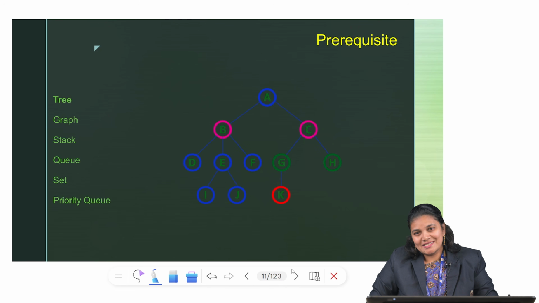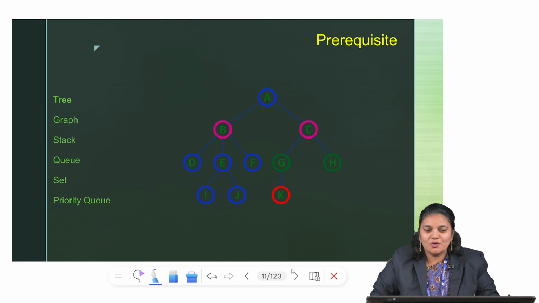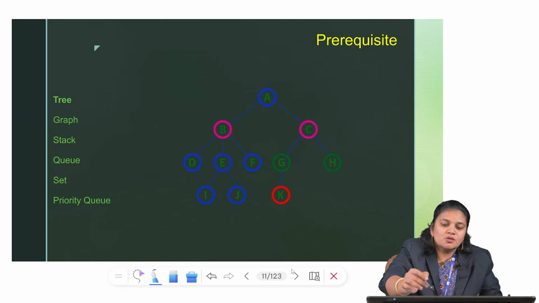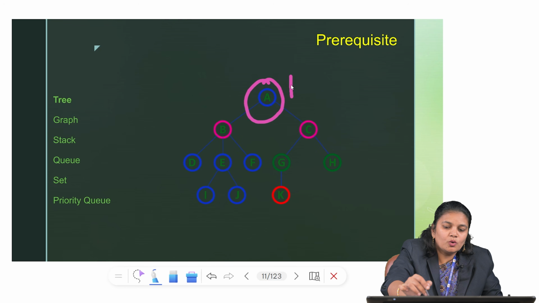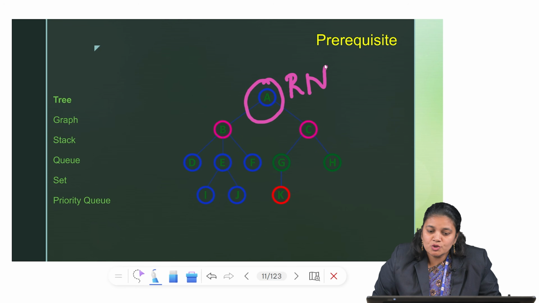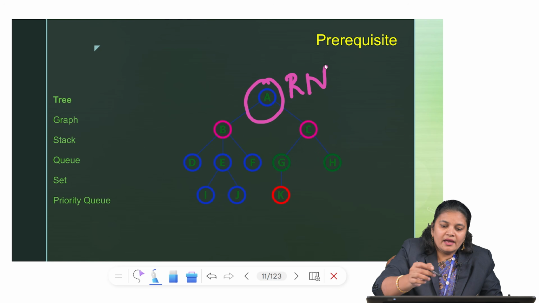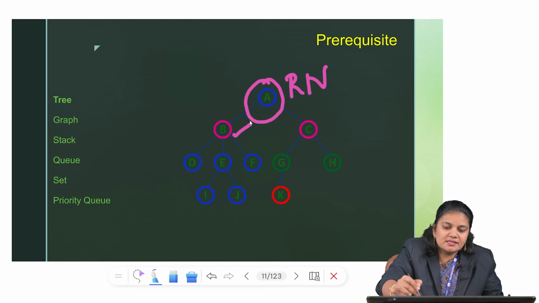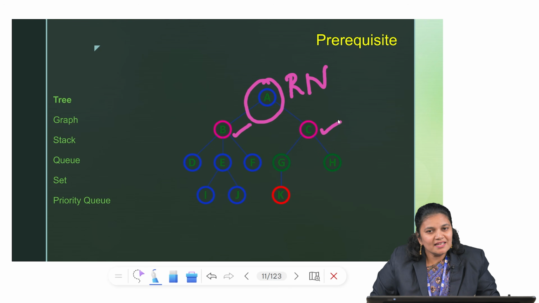What are the prerequisites needed to understand these search algorithms? We should have some basic idea on various data structures, some abstract data types too. The first one is a tree. Here you can find a tree structure. So A is called the root node. And A has two children, B and C. B and C share a sibling relationship because they have the same parent.